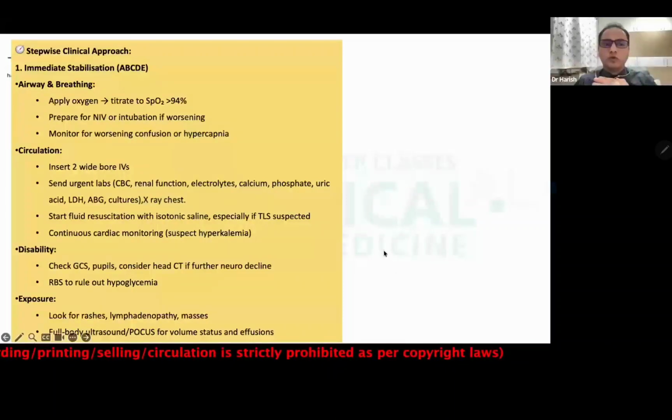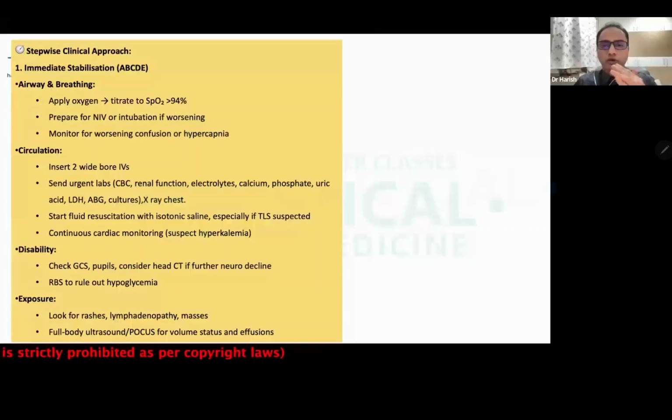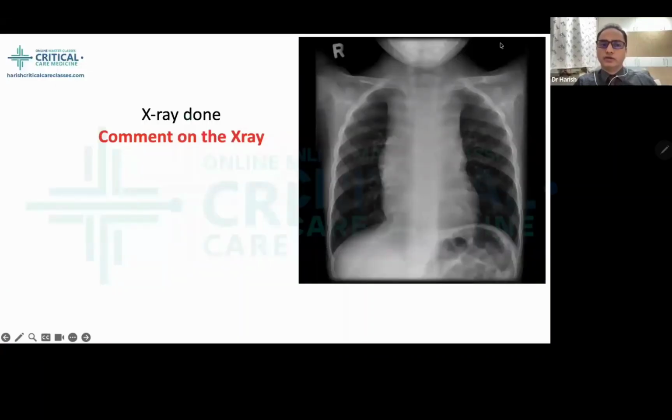So basically this is a general approach of what we do when a patient comes with some sort of hypoxia, fever, and breathing difficulty. So we started him on maybe some basic antibiotic. So this is the X-ray we got. Okay, so comment on this chest X-ray, what's happening.